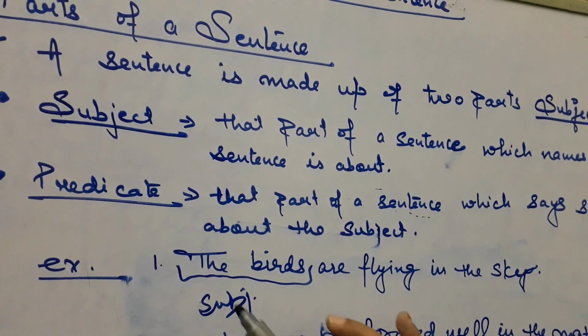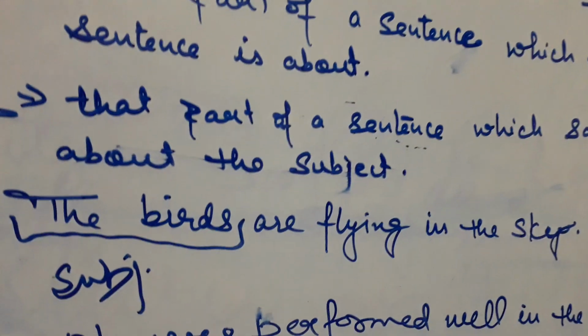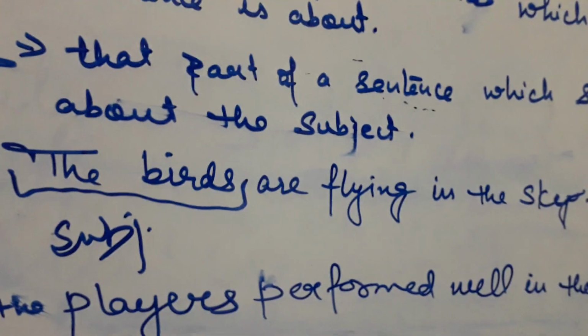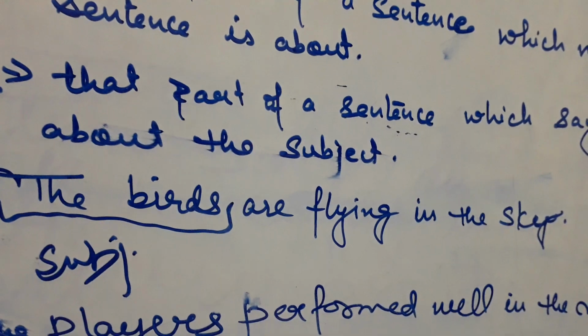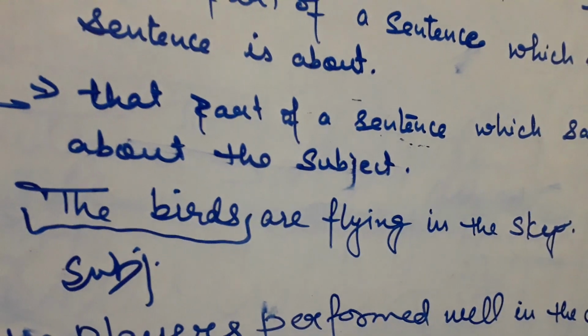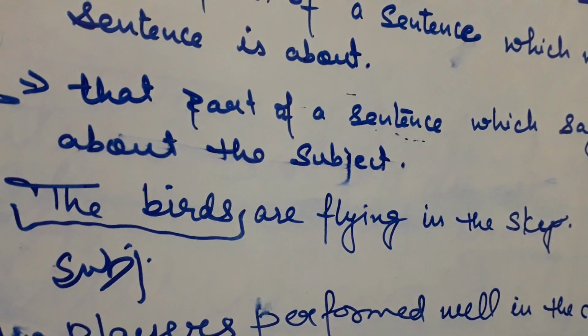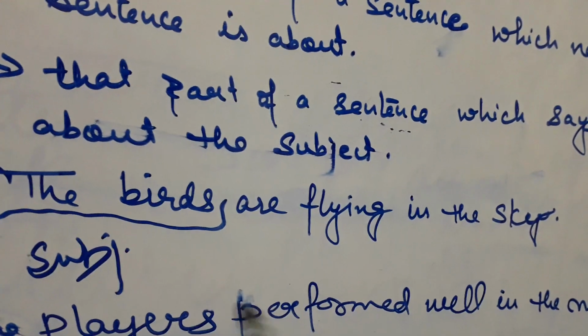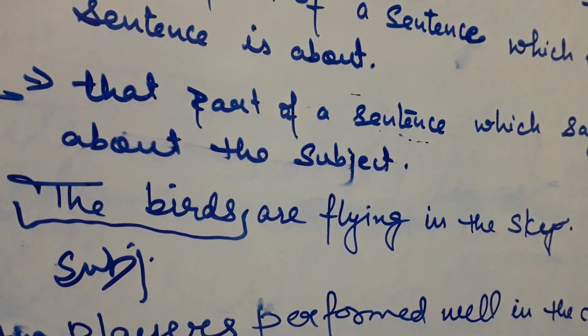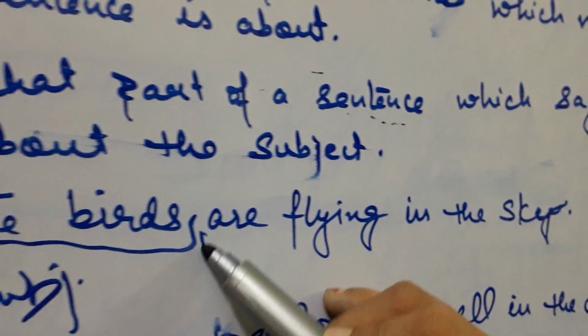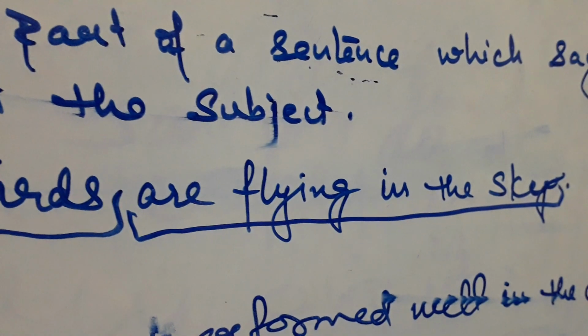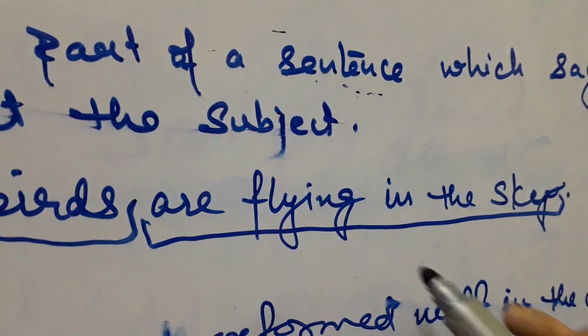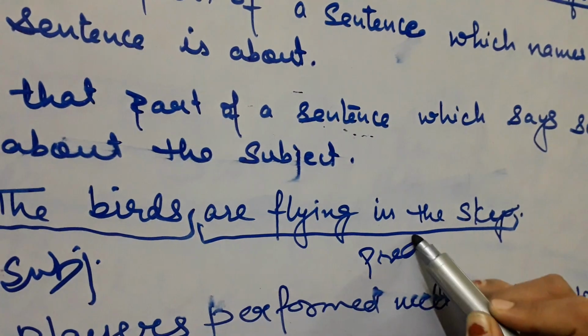When we see the example, the birds are flying in the sky, we all know that the birds is the subject because this part tells us we are talking about the birds. But what are we talking about the birds? What the sentence wants to tell us about the birds? It says that they are flying in the sky. So, this is predicate.